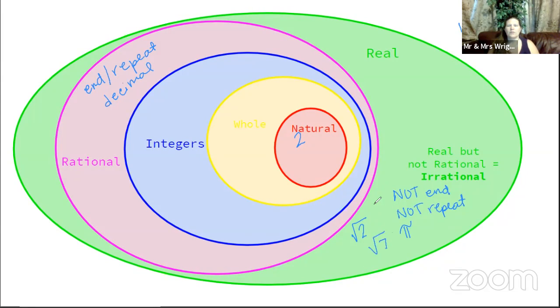There's plenty of others, square root of 7, square root of 11, all kinds of things. So you will most likely see in irrational numbers, numbers that are under a radical, or numbers that we've given a symbol to, such as pi or Euler's number.